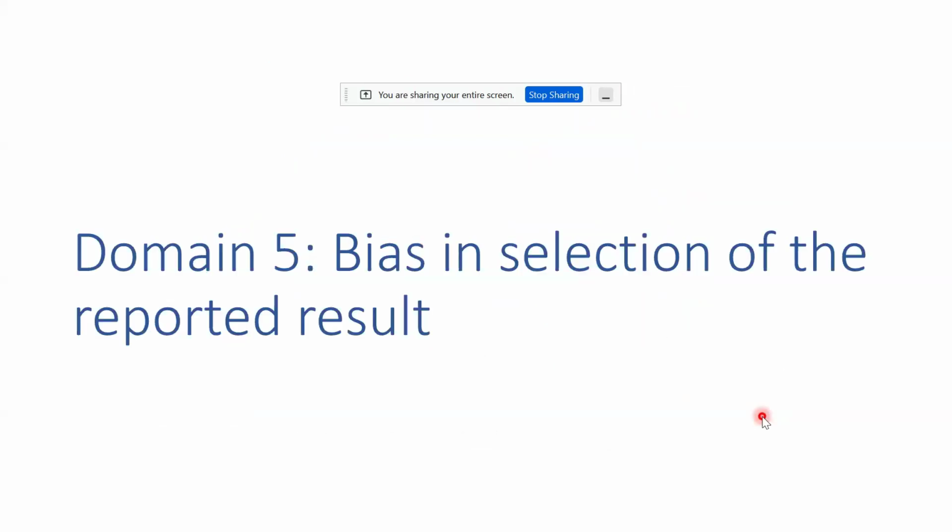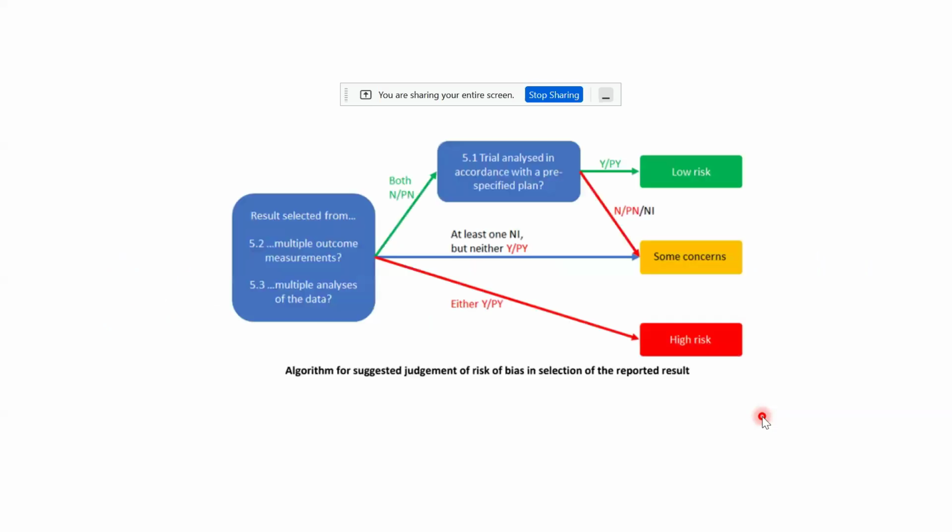And now we come to the final domain in RoB2. So we have domain 5. Domain 5 is bias in the selection of the reported result. So I don't know if you remember the cartoon that we first saw in the first slide. It was like the investigators were trying to only show the results that were favorable to them, isn't it? So this is related to that. So the 5.1 signaling question is, was the trial analyzed in accordance with a pre-specified plan?